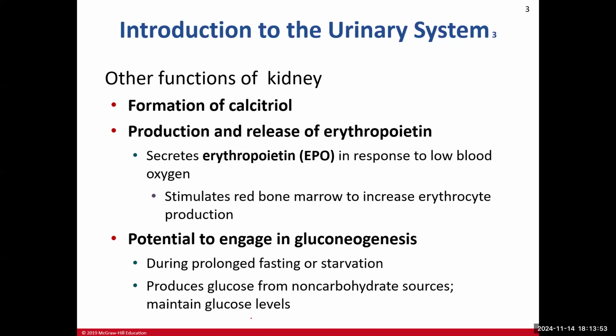But in times of emergency, the kidneys will help out with gluconeogenesis, which is nice. It's kind of like our fallback, our backup. So to recall, gluconeogenesis is the creation of glucose from a non-carbohydrate source, so amino acids, fatty acids, things of that nature.